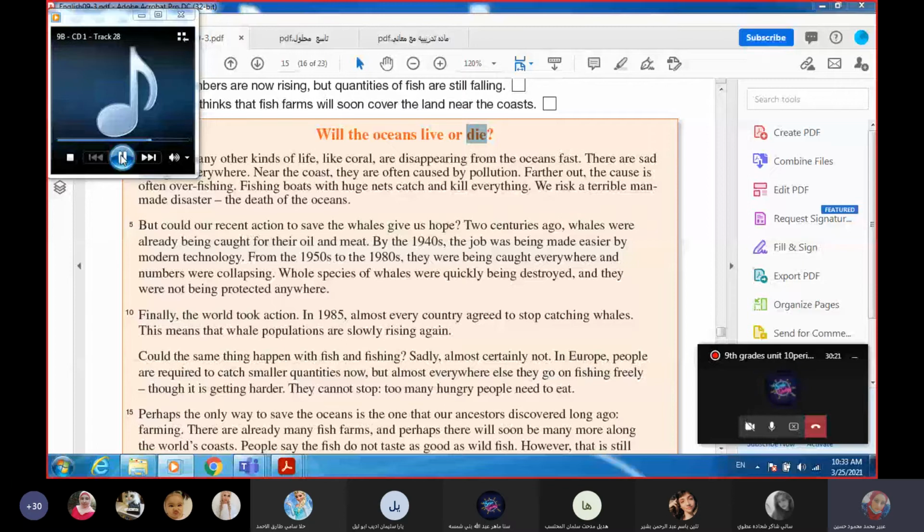Perhaps the only way to save the oceans is the one that our ancestors discovered long ago: farming. There are already many fish farms, and perhaps there will soon be many more along the world's coasts. People say the fish do not taste as good as wild fish. However, that is still much better than losing all the fish in the world.